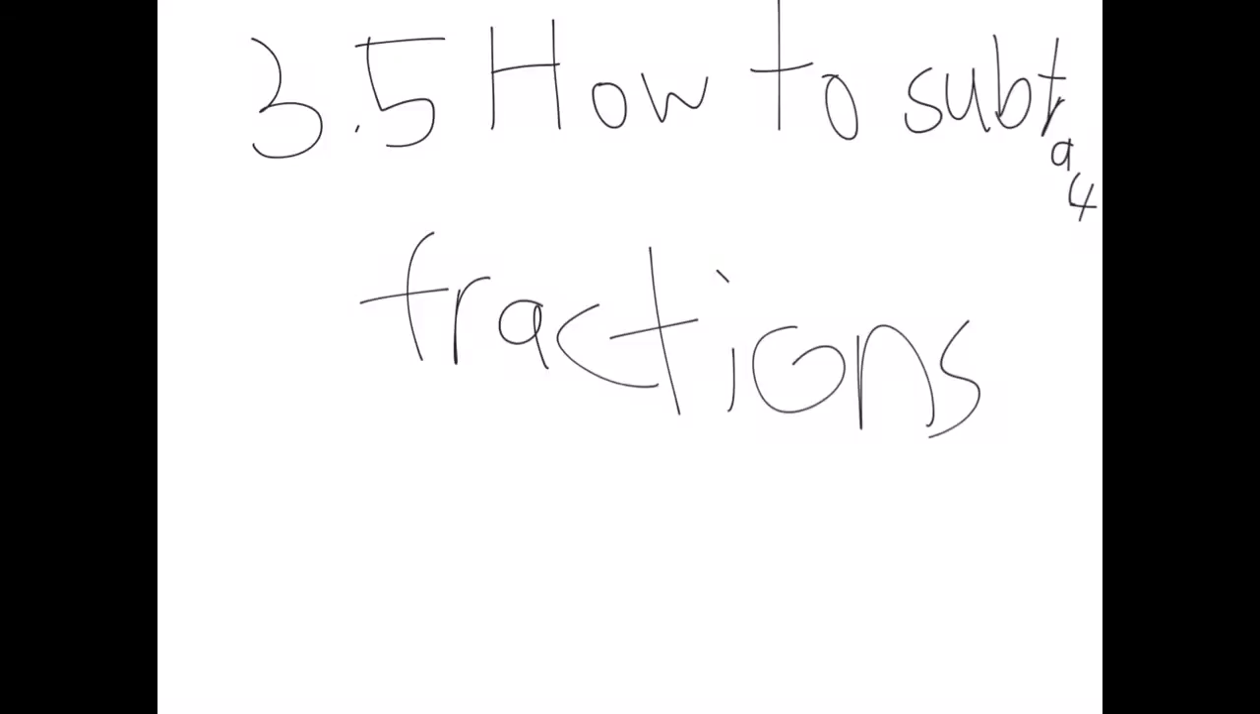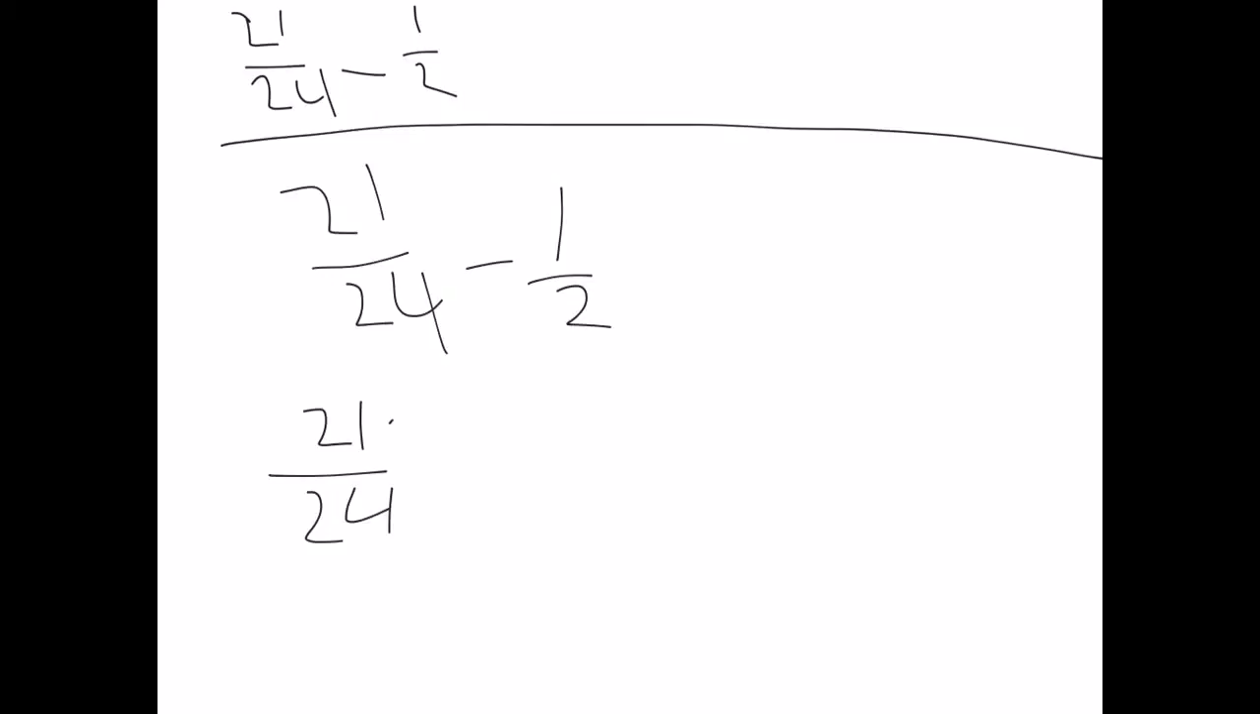3.5, how to subtract fractions. So it's 21 over 24 minus 1/2. Now what you're going to want to do is 21 over 24 times 2, and that is 42 over 84, or 48.